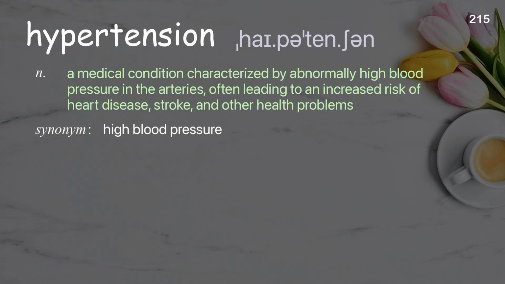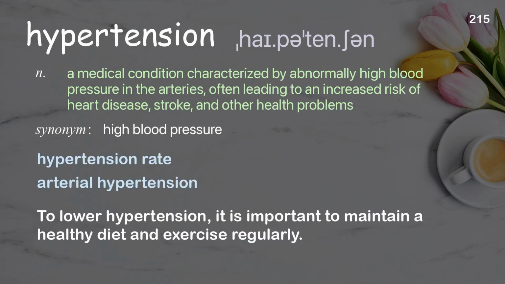Hypertension. A medical condition characterized by abnormally high blood pressure in the arteries, often leading to an increased risk of heart disease, stroke, and other health problems. Examples: Hypertension rate. Arterial hypertension. To lower hypertension, it is important to maintain a healthy diet and exercise regularly.